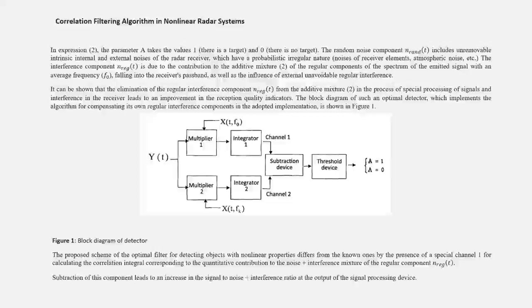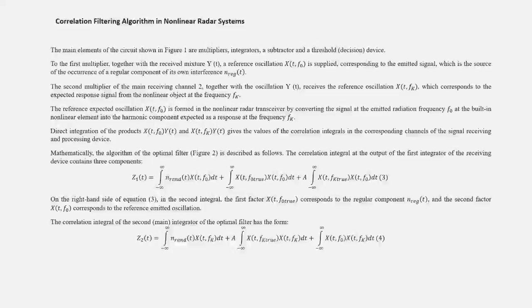The proposed scheme for detection of objects with nonlinear properties differs from the known ones by the presence of a special channel 1 for calculating the correlation integral corresponding to the estimate of the noise plus interference mixture of the regular component. Subtraction of this component leads to the increase of the signal to noise plus interference ratio at the output of the signal processing device. The main elements of the circuit shown in the first figure are multipliers, integrators, and a subtractor with the threshold device.